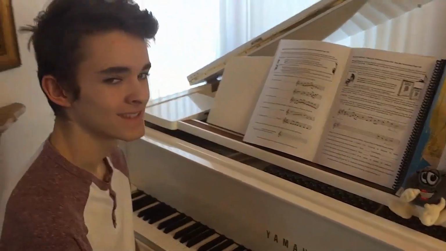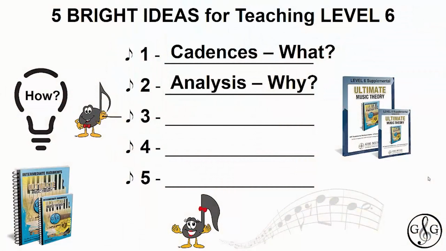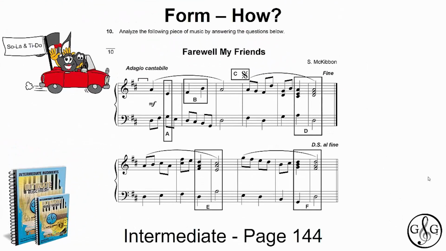Great job. The third bright idea is form. How do we identify it? That's a good one, isn't it? How do we identify form? In the Intermediate Rudiments Workbook, there are 12 accumulative review tests, one at the end of each lesson, including the final exam at the end of lesson 12.